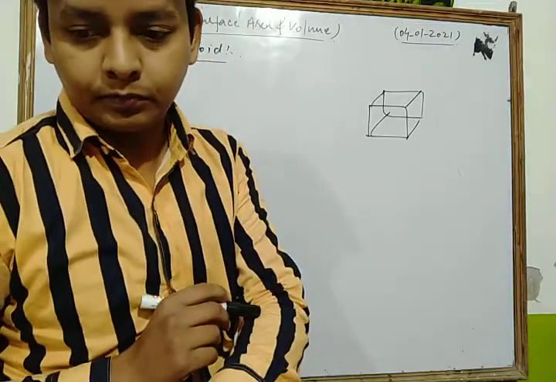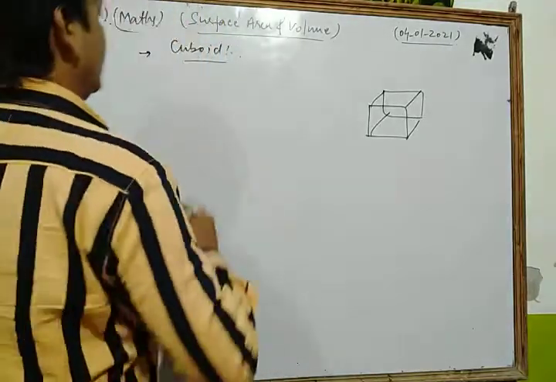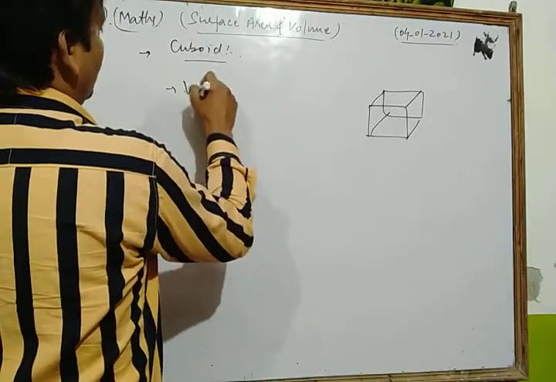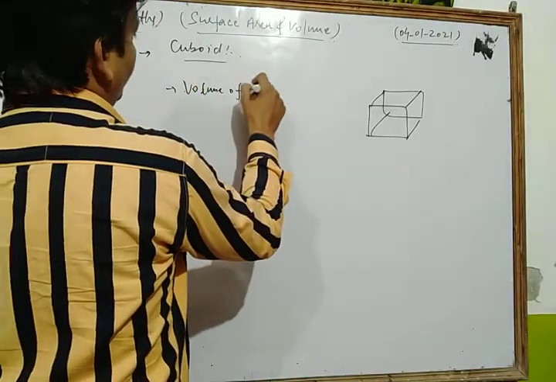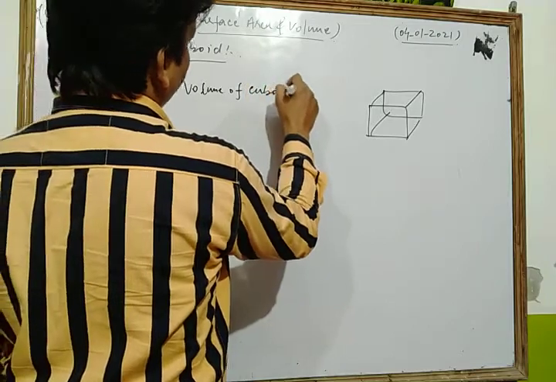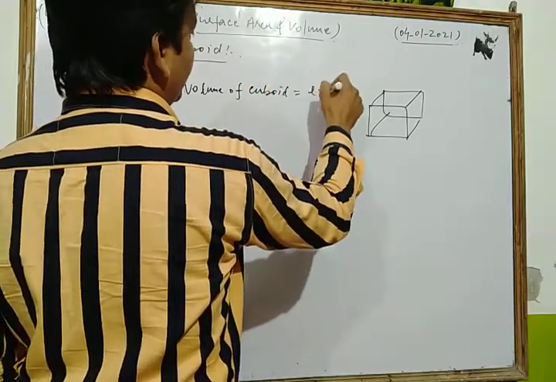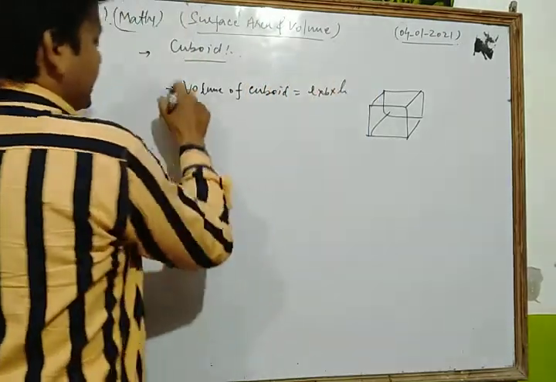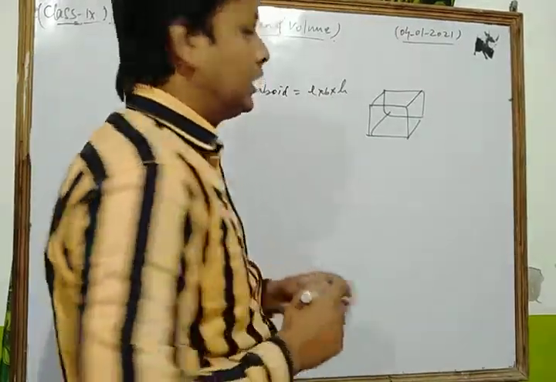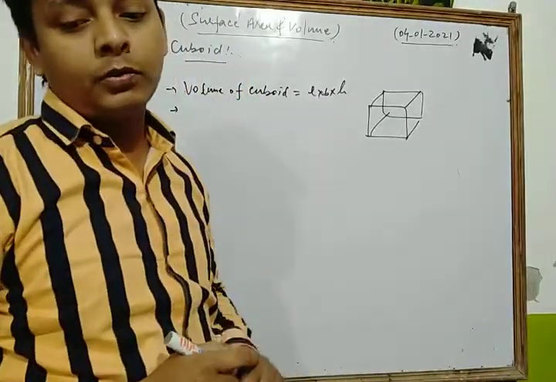The first one is the volume of the cuboid. The formula for the volume of a cuboid is length into breadth into height. This is a very important formula related to the cuboid. And the second important formula is what?